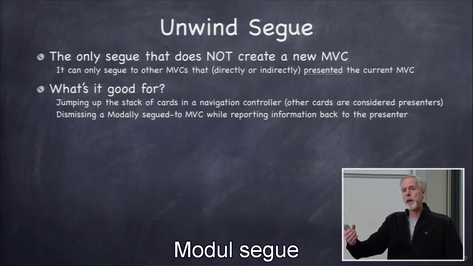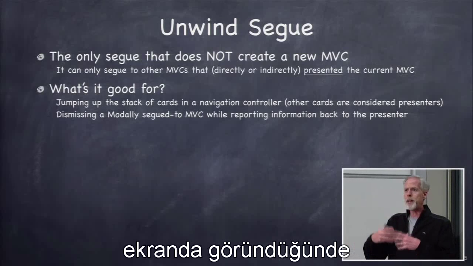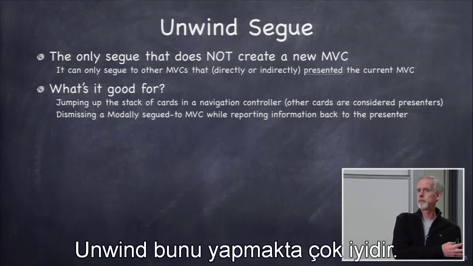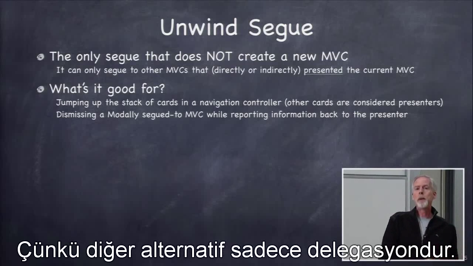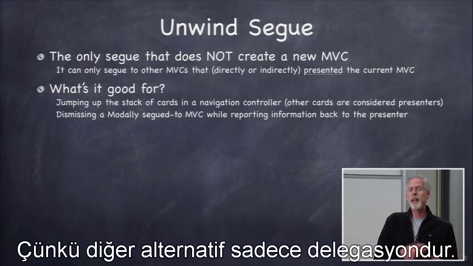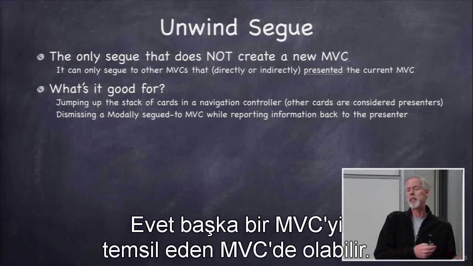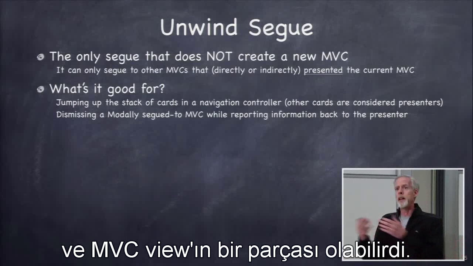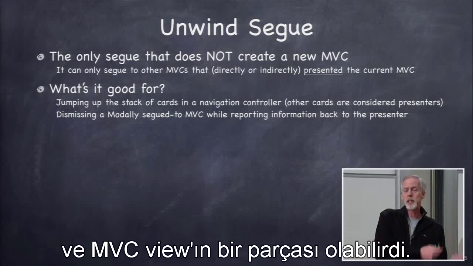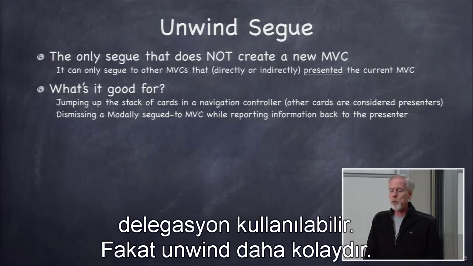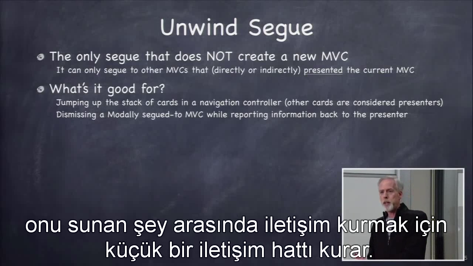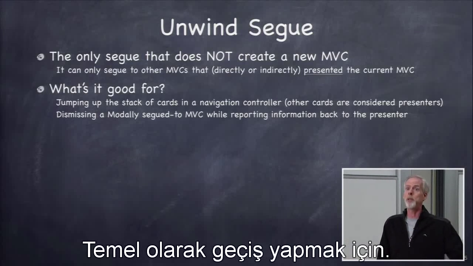So a lot of times when a modal segue comes up on the screen, when it's done, it wants to communicate some results back to whoever presented it. So an unwind would be great for that. Because the only other alternative would be delegation. And yes, you can have an MVC delegate back to another MVC, because we remember that delegation is our view talking back blind to our controller. And remember that an MVC can be part of the view of another MVC. So it's legal to use delegation. But unwind is just a lot easier. Unwind provides a little pipe for the modal segue to unwind back to the one that presented it and communicate with it, by segueing to it, basically.